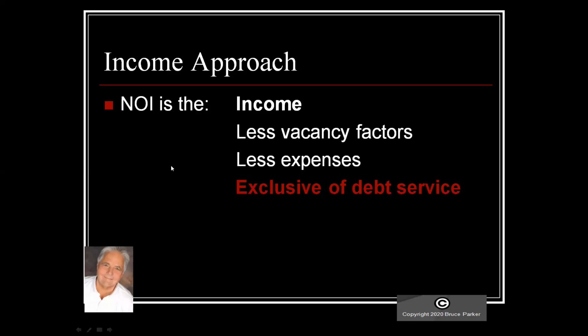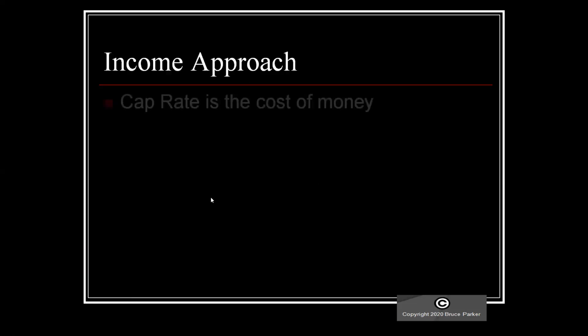NOI is the income, less vacancy factor, less expenses. And expenses could be utilities, could be taxes, could be insurance, could be property management. But it is not debt service, and it is not reserves for capital improvements. So one of the questions that comes up is, what the heck is the cap rate? And the cap rate, we can look at it as the cost of money, but we could also look at the cap rate as the return the property would give you if you paid cash for it.